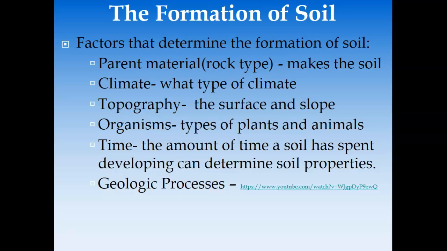The topography is the surface and the slope where the soil is forming. So if you've got steep slopes, and the soil can't stay intact for very long because of runoff, then you're not going to have very fertile soil. The types of plants and animals also contribute to the fertility of the soil, because as plants and animals die and decompose, they put nutrients back in the soil. And then, of course, the time that the soil has been developing can determine its properties as well. If the soil has been functioning for a long period of time, you're going to have a lot more nutrients in it. And then the last thing are the geological processes or glaciation. So glaciers can also contribute to different types of rocks.